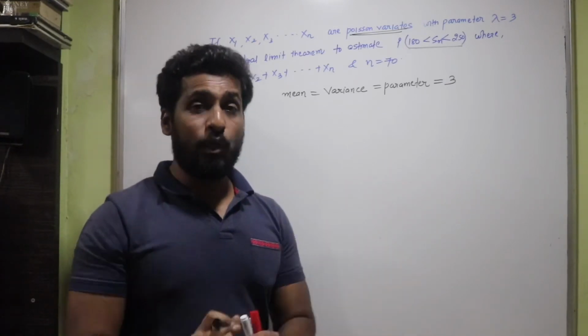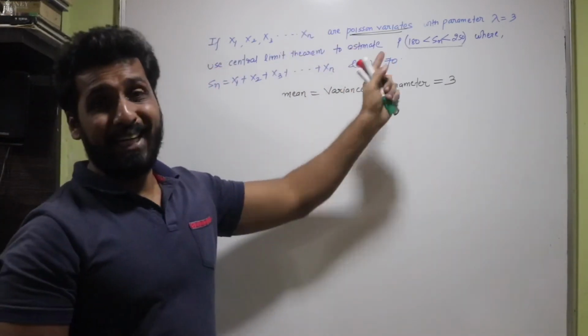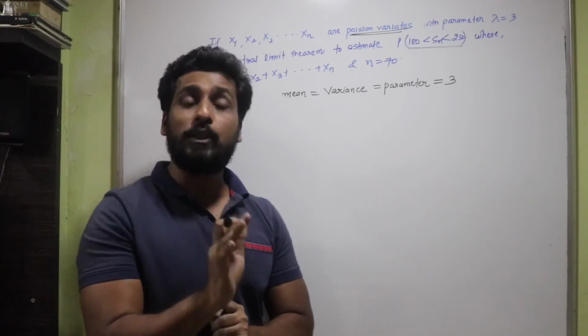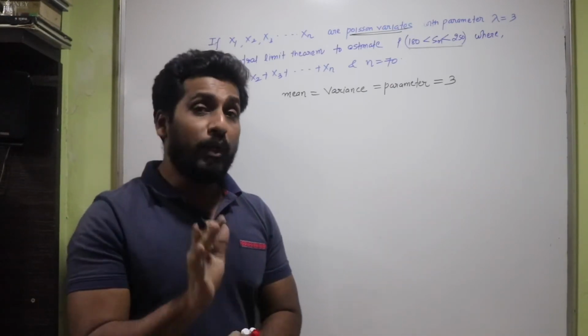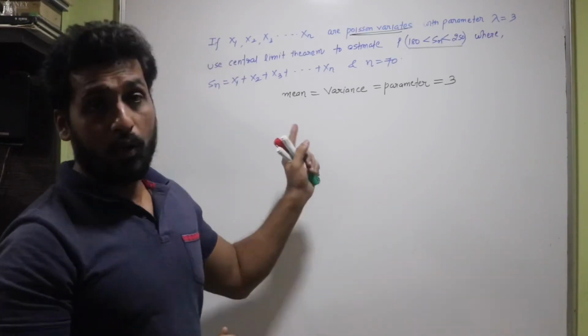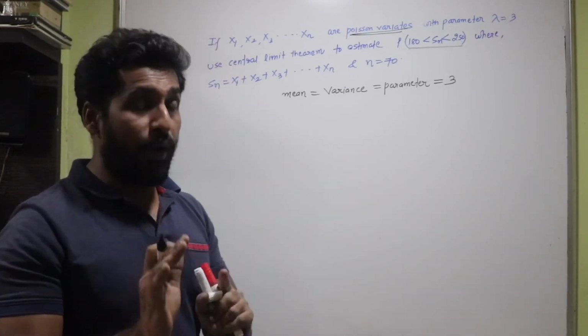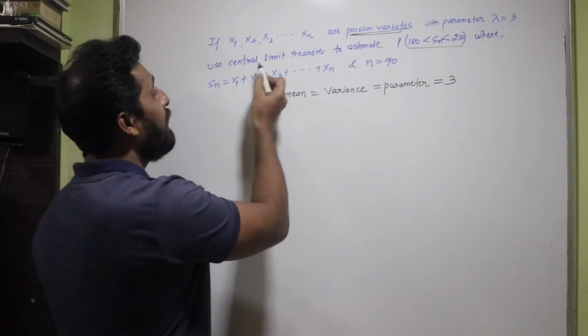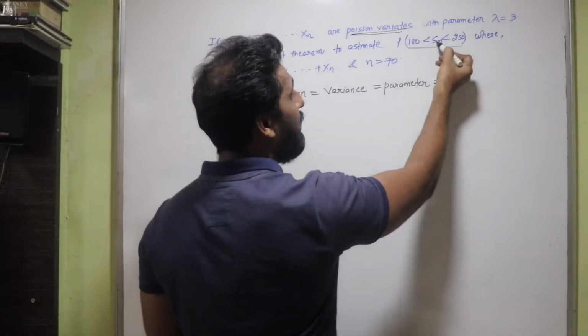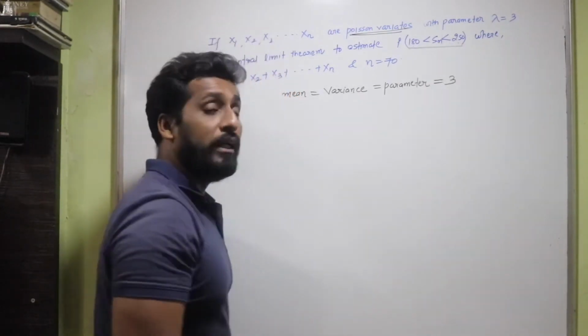Remember that whenever you get Poisson's variates, it always becomes more important to remember which method has to be used. We will be using the Lindeberg-Levy theorem for solving this particular question. So remember this point very properly. Now, using the central limit theorem, we have to estimate the probability of Sn lying between 180 and 250.